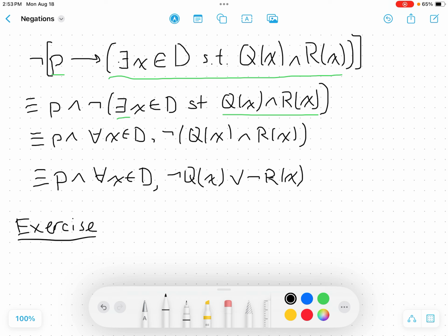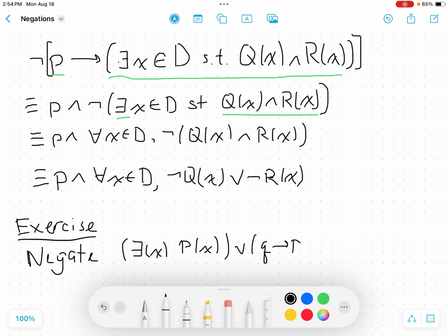So for your own practice, try out this same process. Find the logical negation of the statement: there exists x such that P of x, or if Q, then R. Don't worry about meanings or anything, just see what you can do applying the negation to all of this.